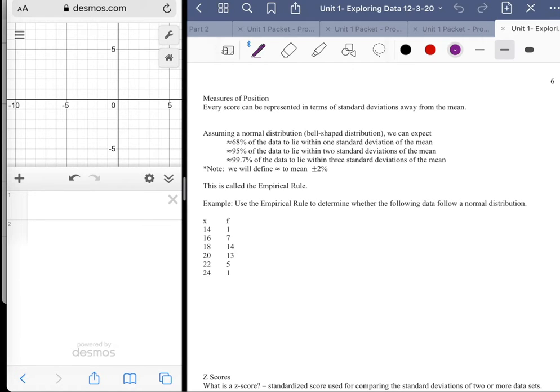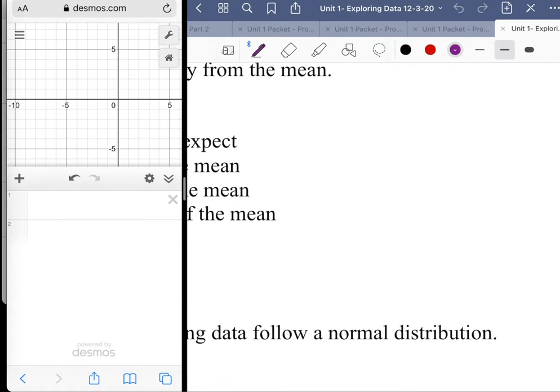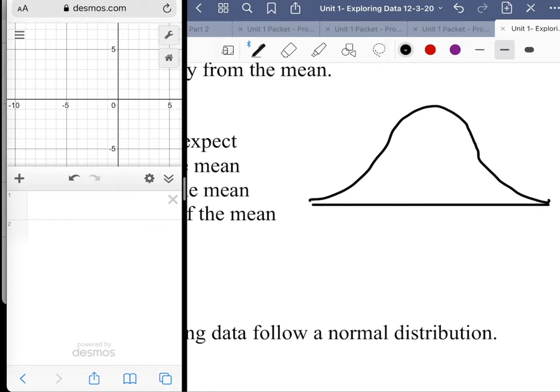So you might remember this from years past. It's the 68, 95, 99.7 rule. It's called the empirical rule. If you have a distribution of data that follows what we would call a normal distribution, with my shaky handwriting, it would be centered around the mean. We would call that center value x bar. So this is a normal distribution.